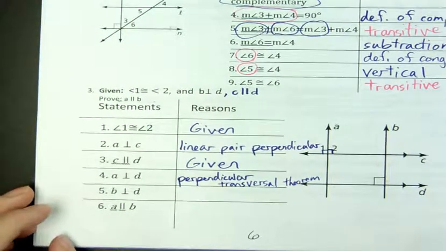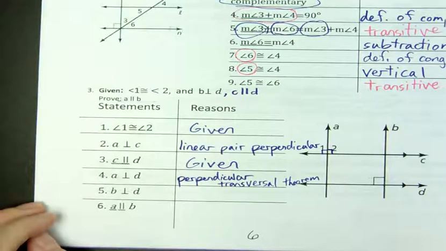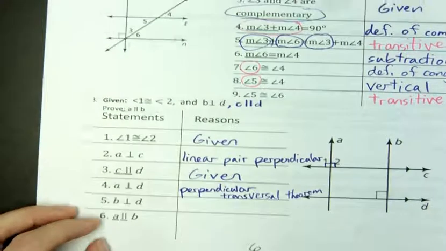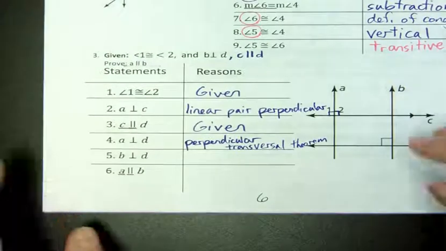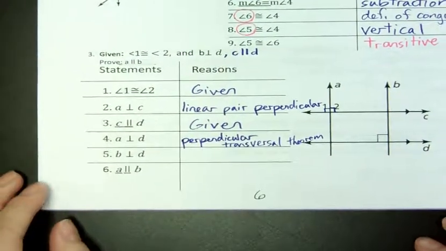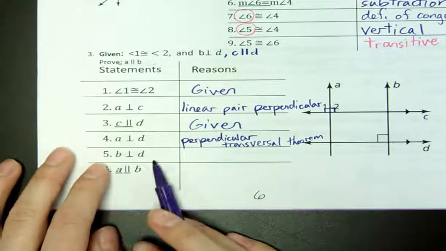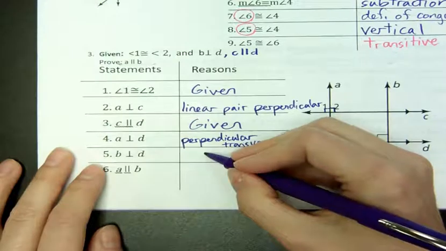Good question. We could abbreviate them, but in notes I like to write them out just in case someone doesn't understand my abbreviation. Okay, B is perpendicular to D. What's my reason? Given.